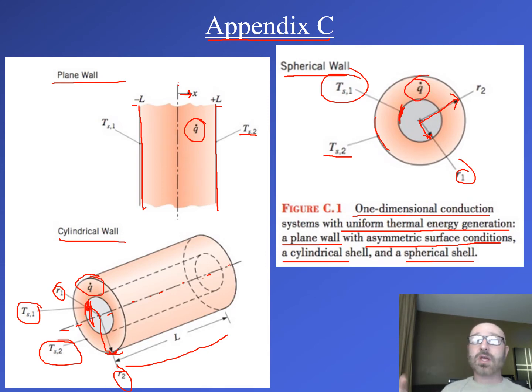So this is a great comparison in this Appendix C within figure C1 of the plane wall, cylindrical wall, and our spherical wall, and how our variables relate, where those surface temperatures are, where our Q dot is, what these values actually mean. So this is a great one to reference if you're dealing with any of these three types of problems within your homework, exams, or practice problems.